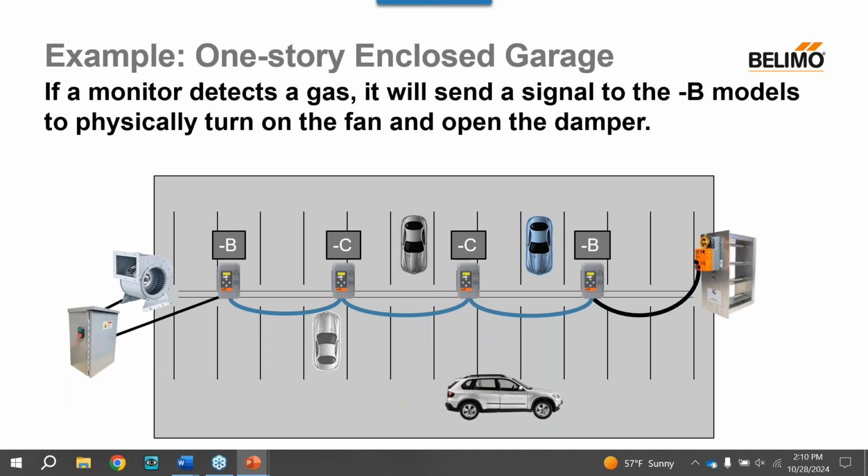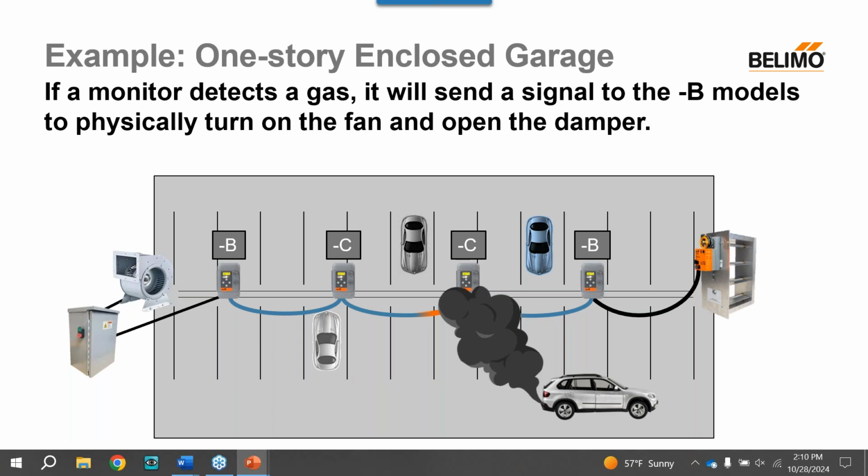So what will happen here is when any monitor detects a gas, it'll send a message to the -B models to physically turn on the fan and open the damper. And that talking, as we call it, is all done through CAN bus, which is how these devices internally communicate.